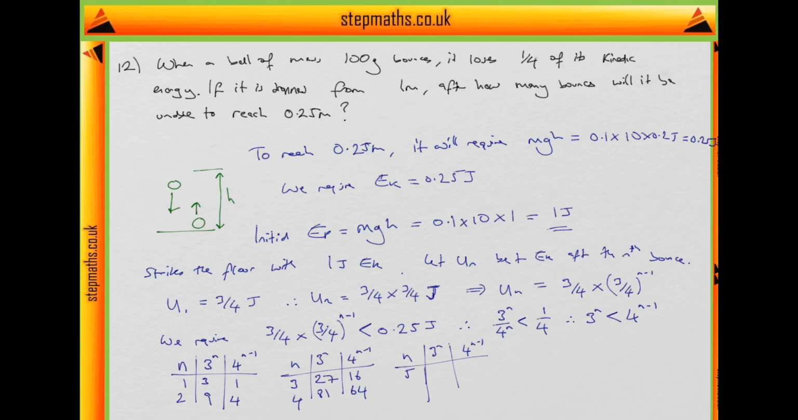What about n is 5? Well, 3 to the 5 is 243, but what's 4 to the 4? Well, that's 256. So we see for n is 5, we have 3 to the n is strictly less than 4 to the n minus 1, which is the condition we require for the ball not to be able to reach a height of 0.25 meters. And therefore we see it's after 5 bounces.